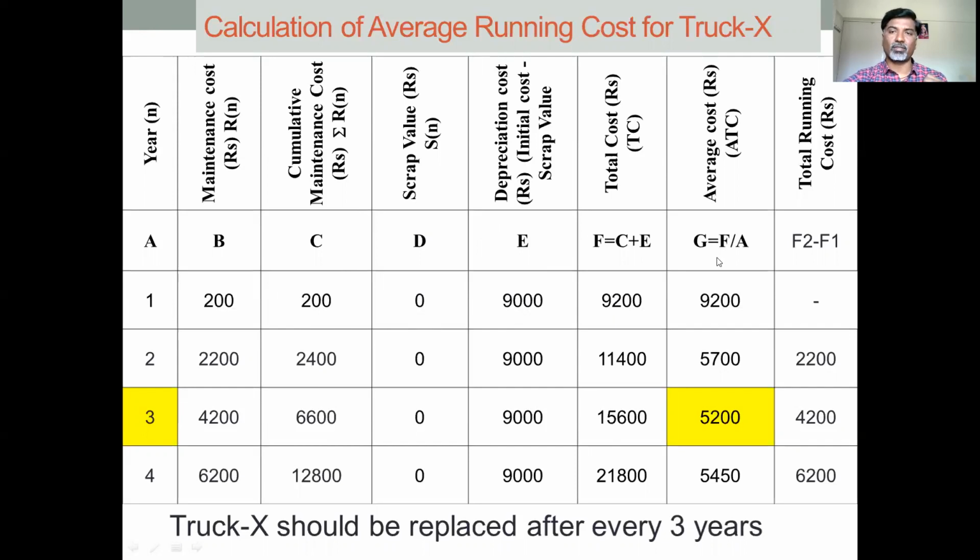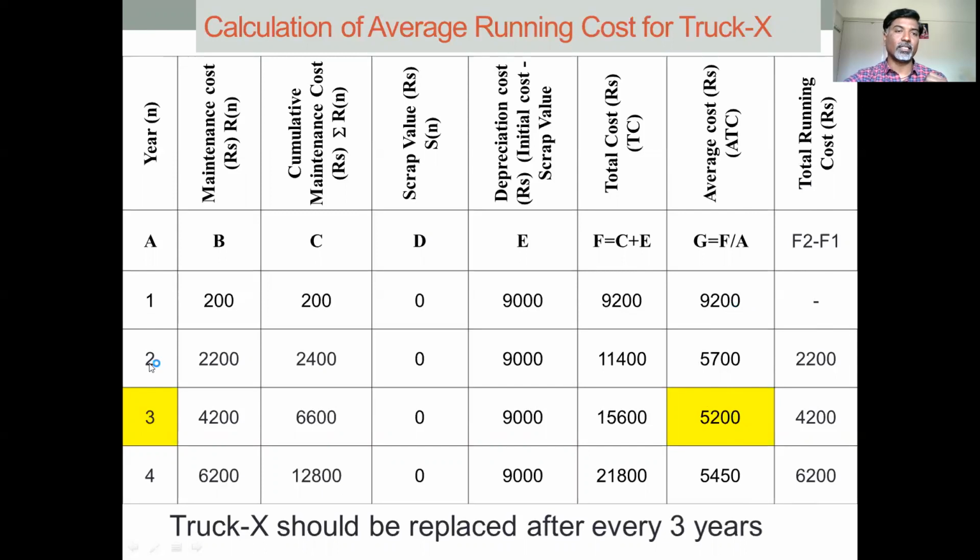Then average cost. Average cost is equal to total cost divided by number of years, which is equal to 9,200. We are not taking into consideration the running cost now. We just have to calculate average cost per year. So the first year average cost is 9,200 rupees.